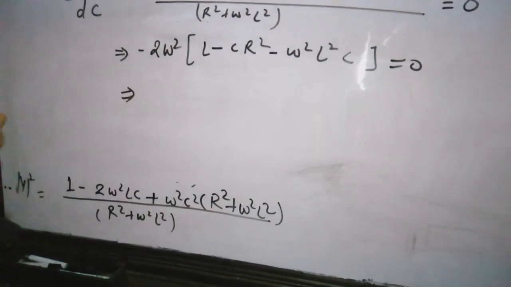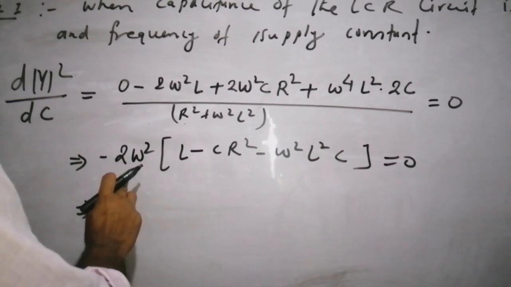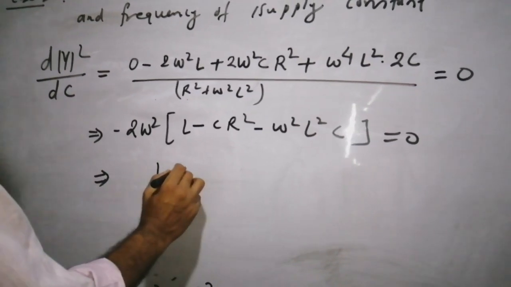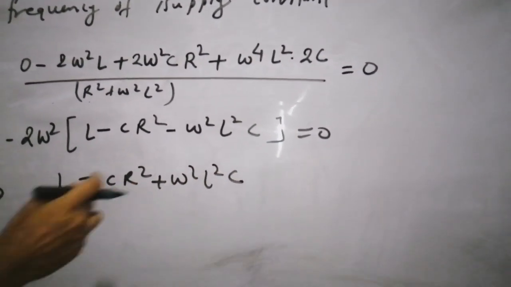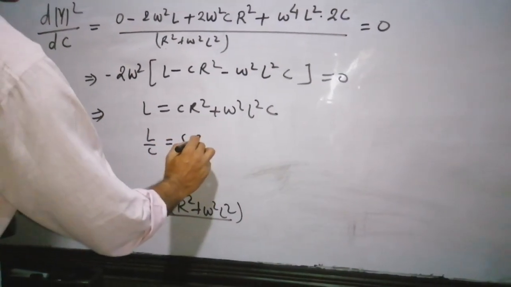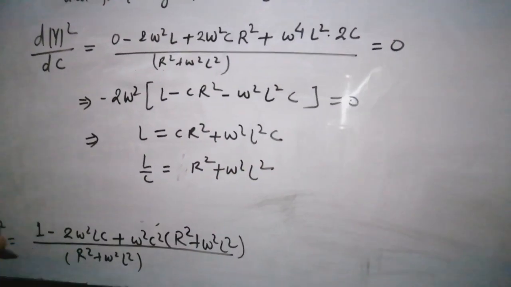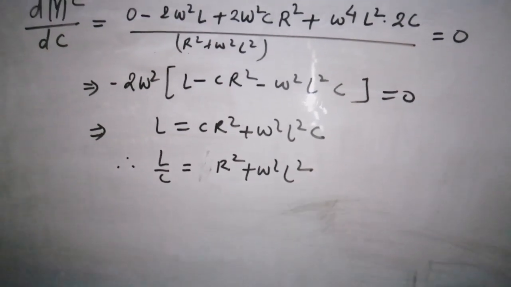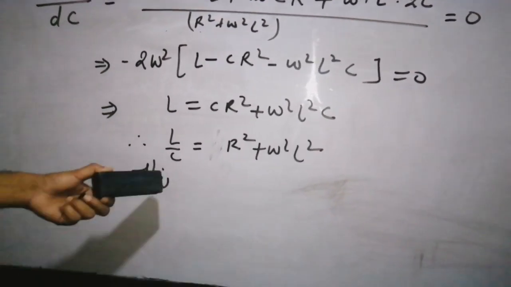I think there is no problem up to now. We got very simple mathematics, which we can do in elementary mathematics, right? And this 2 omega square cannot be equal to 0. So let me solve this. I get L equals C R square plus omega square L square C. And here C is common. So L upon C equals R square plus omega square L square, and this is the condition, right? Finally we got this relation. If this condition is satisfied, then you will get the impedance maximum.